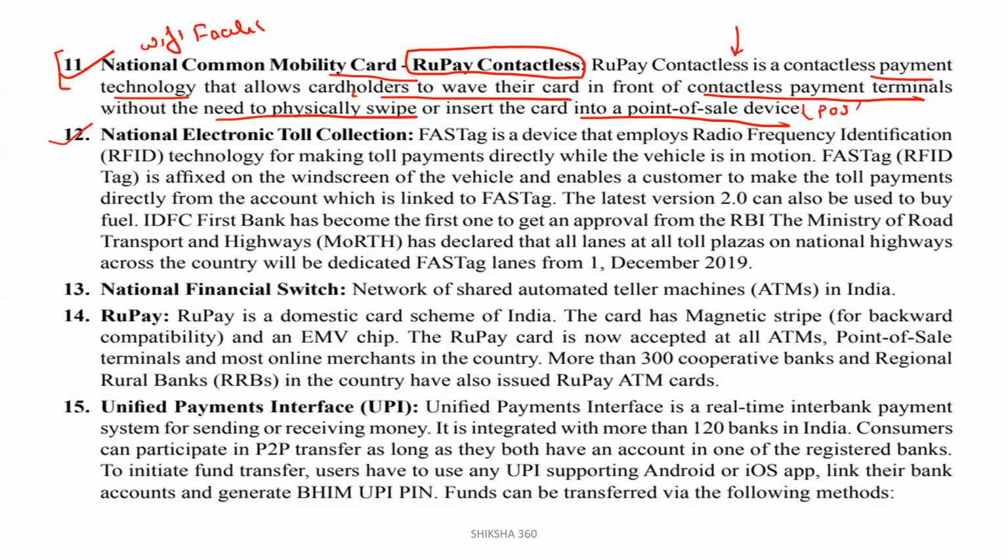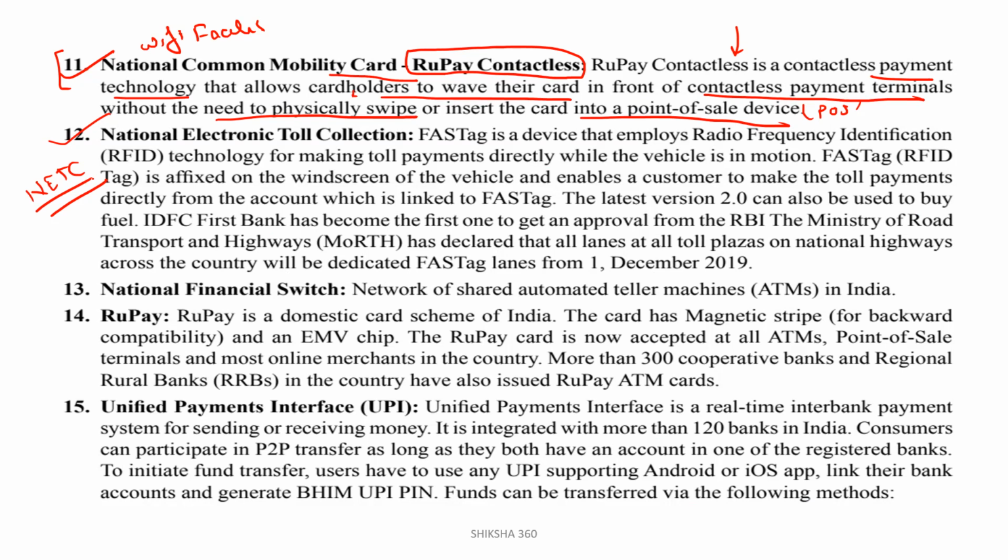Next one, that is NETC, National Electronic Toll Collection. So FASTag is a device that employs radio frequency identification technology for making the toll payments directly while the vehicle is in motion. It is affixed on the windscreen of the vehicle and enables the customer to make the toll payments directly from their account, which is linked to the FASTag. The latest version, that is 2.0, can also be used to buy fuel.